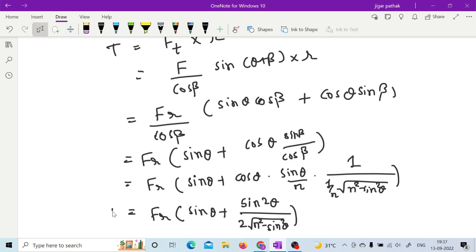So this is how you can have your turning moment, and from this we have started our last session, right? The turning moment is Fr sin theta plus sin 2 theta by 2 under root n square minus sin square theta. So this is how you are having a turning moment on crankshaft, right?